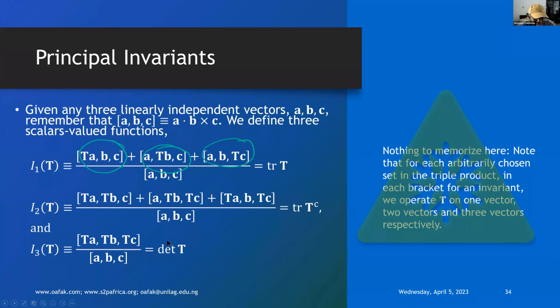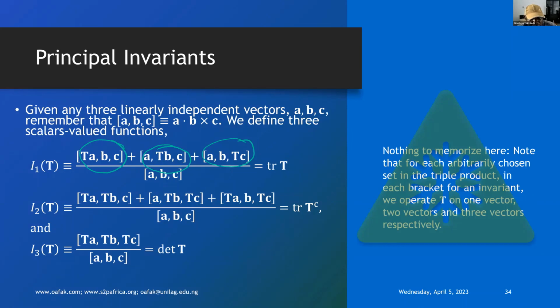And the result you get is called the determinant of T. This is the definition of the determinant. This is the definition of the trace of the cofactor. And this is the definition of the trace. So those are the 3 principal invariants. There are 3 principal scalar invariants. And the interesting thing about it is that all of these 3 are completely independent of whatever vectors you choose as A or B or C. It does not matter. Just choose any set of linearly independent vectors.